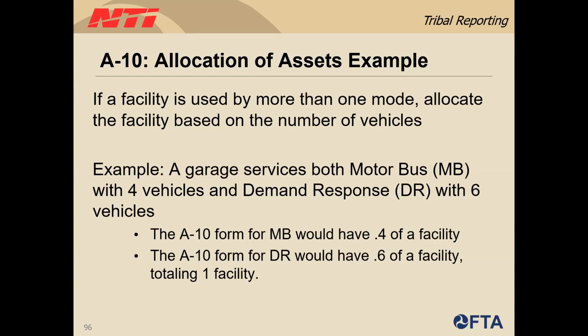The maintenance facility services vehicles for both modes, and the agency owns 10 vehicles in total. The fixed route bus mode runs 4 vehicles, and the demand response mode runs 6 vehicles. In this example, we would expect to see 0.4 reported in the bus A10 form and 0.6 reported in the demand response form. Please ensure that the total number of your facilities reported across all A10 forms equals a whole number.